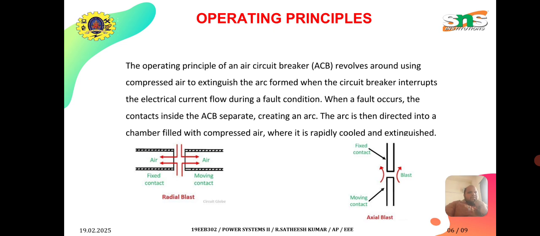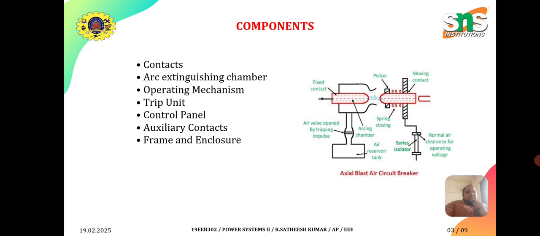When the fixed and moving contacts are moved, the arc is produced in between the contacts. Those contacts are responsible for producing the arc. When it moves, the air is allowed to flow through, and then the arc is completely extinguished. So here two diagrams are shown. One is an axial blast and the other a radial blast. The flow of air is marked with the help of the directions.